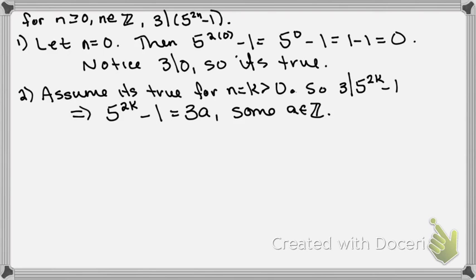Notice the consistency, just like last time. We started with that, then we did this. So now we're going to consider n equals k plus 1. And so what do we actually want to look at? We want to look at that 5 part, right?